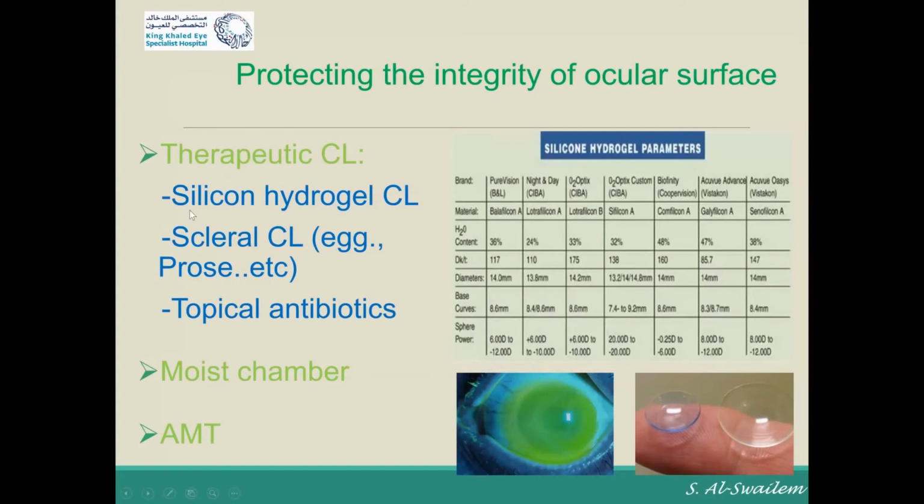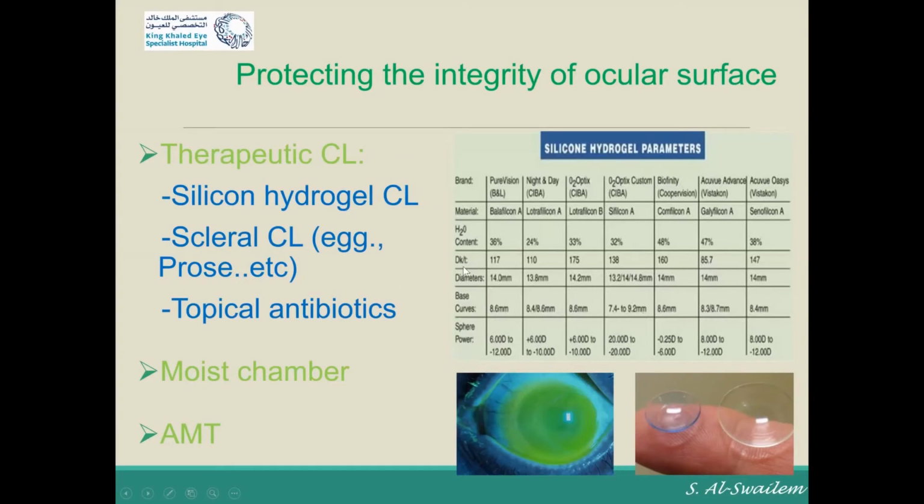And in particular, the silicone hydrogel and or scleral contact lens like Boston, and they have different designs, and they really protect the cornea from erosions, from dryness, and from the abnormal lid margin, and so on. And this is really the trend in North America and Europe nowadays. Or you can prescribe a moist chamber, or you can apply amniotic membrane.